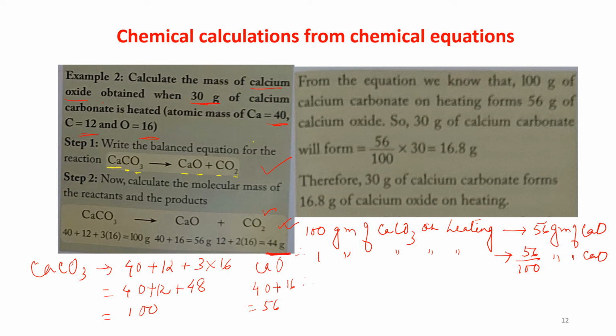What is in the question given? 30 grams. So 30 gram of calcium carbonate on heating gives 56 by 100 into 30 gram of calcium oxide, which is coming to 16.8 gram of calcium oxide. So when you are heating 30 gram of calcium carbonate, we are getting 16.8 gram of calcium oxide. I hope you have understood.